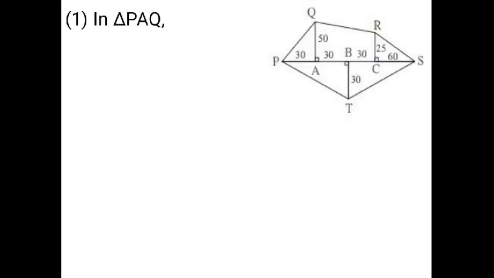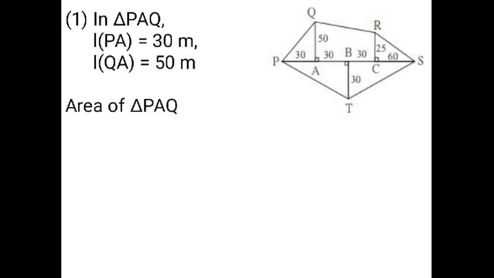In triangle PAQ, length of PA is equal to 30 meter, length of QA is equal to 50 meter. You have to find the area of triangle PAQ. Triangle PAQ is the right angle triangle. You have to use the formula of area of right angle triangle. We have already studied the formula of area of right angle triangle in practice set 15.2.